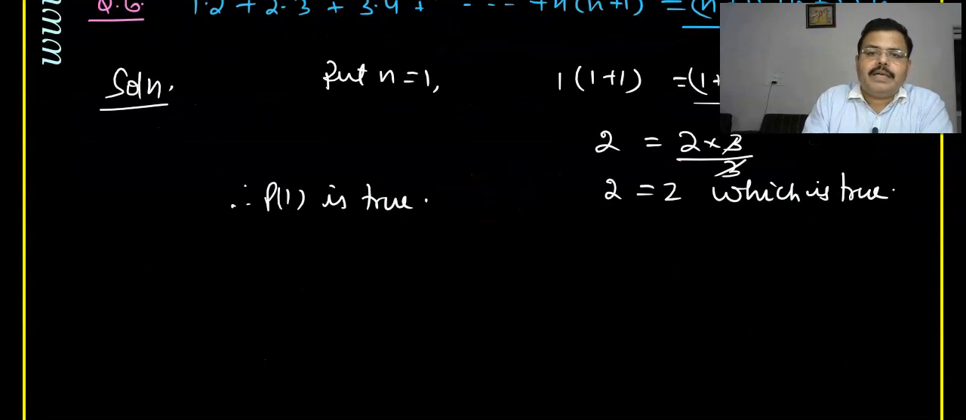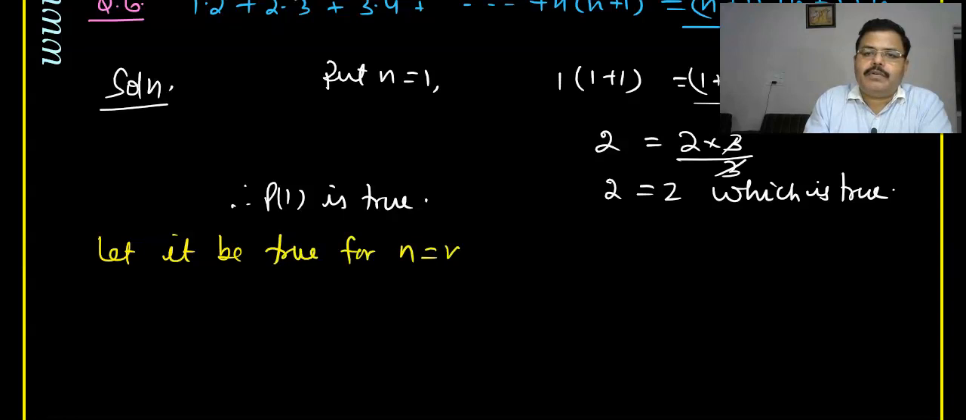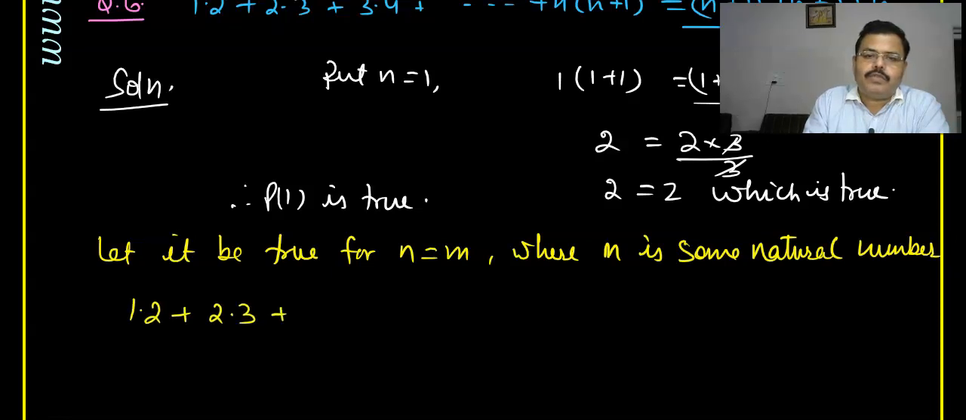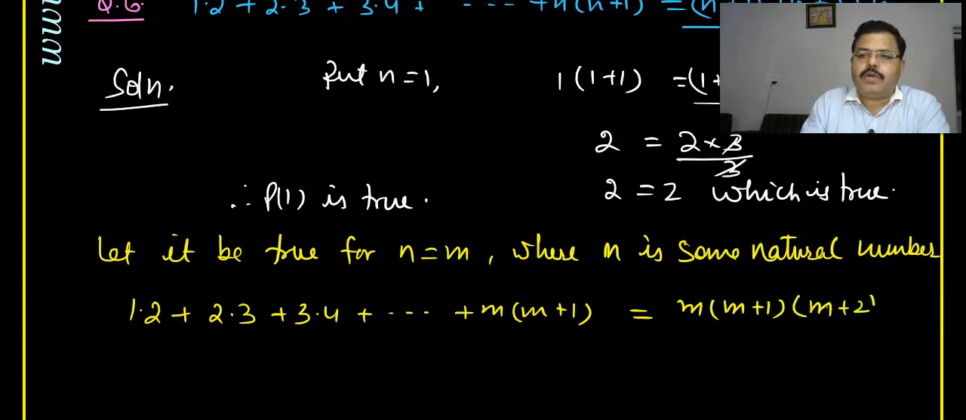Now, again we can write it. Let it be true for n is equal to m, where m is some natural number. Right? So, in that case, what will happen? The result will be 1 into 2 plus 2 into 3 plus 3 into 4, like this, up to m into (m plus 1), and that will be nothing else but m into (m plus 1)(m plus 2) divided by 3, and this is equation 1.